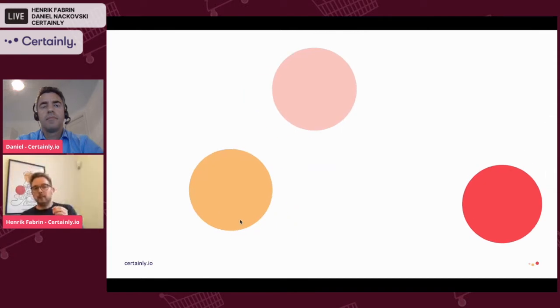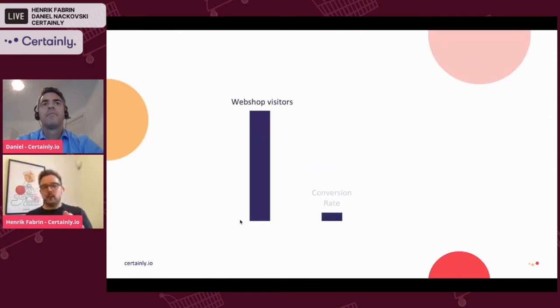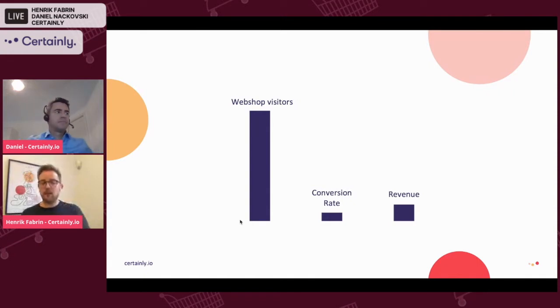And a neat way to illustrate this is this graph where you have a decent amount of website visitors, you have an industry standard conversion rate, and that gives you revenue. But it's that revenue that fuels the entire party. It fuels your sales and marketing efforts, it fuels your product development, your employees, your entire growth. So what if we could increase that revenue?